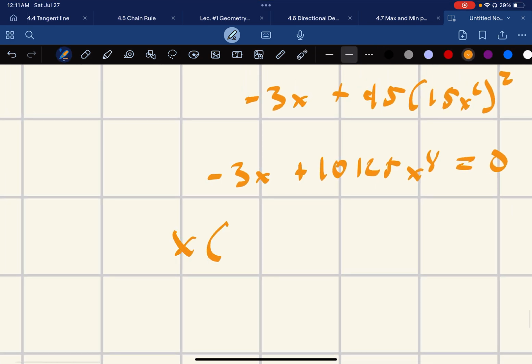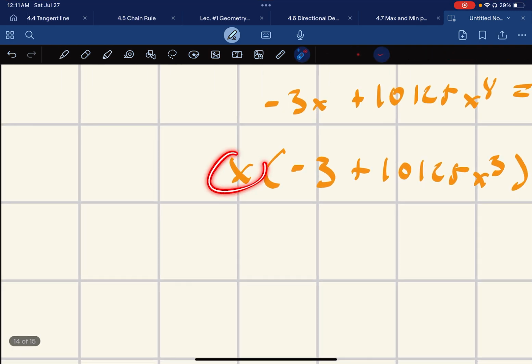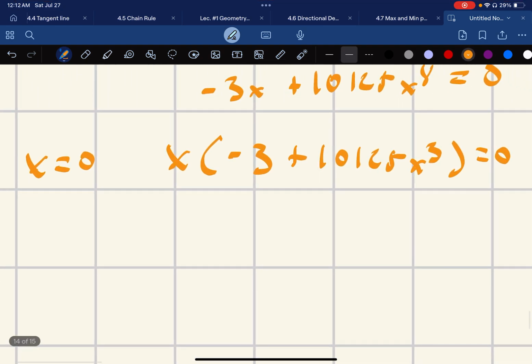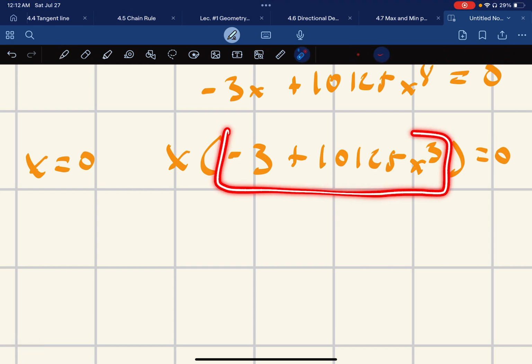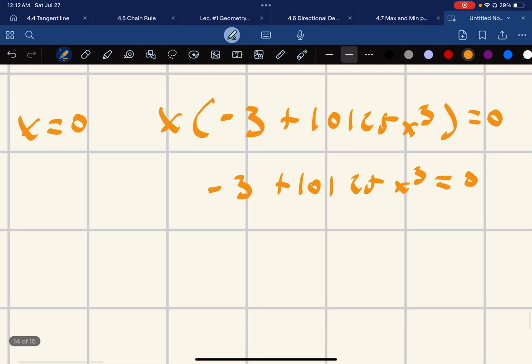So x of negative 3 plus 10125x to the third equals 0. So we know that this could be 0, because anything times 0 would equal 0, right? So we have x equals 0, and now we find this. We go within the parentheses and make that 0, right? So we got negative 3 plus 10125x cubed equals 0, right?